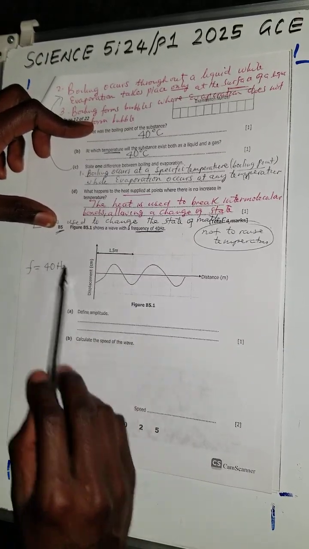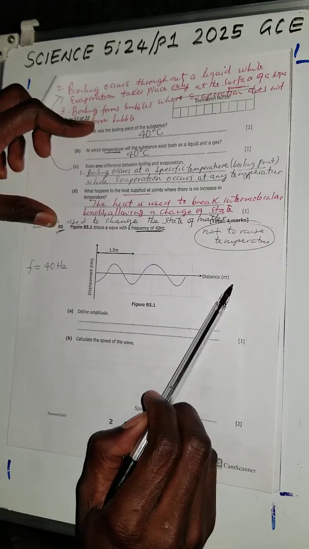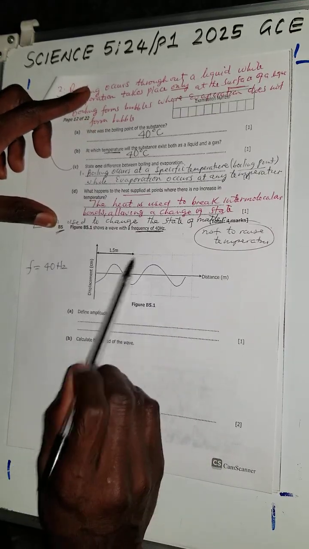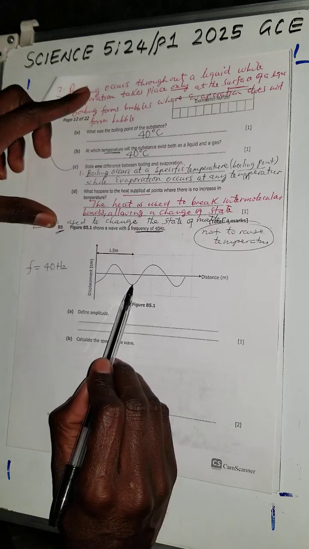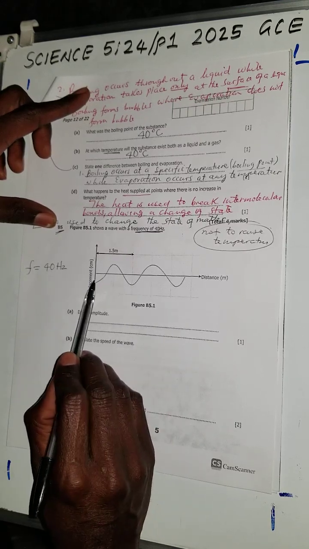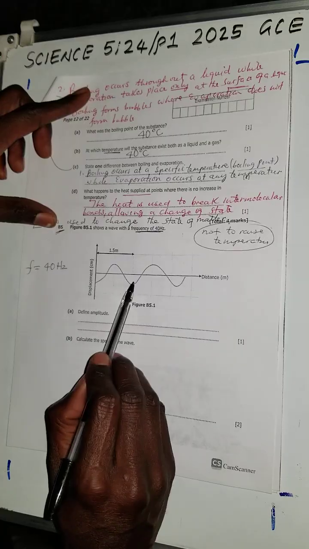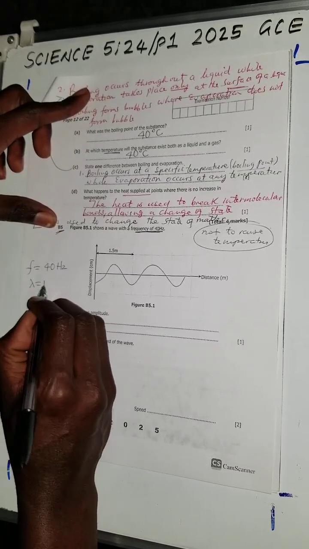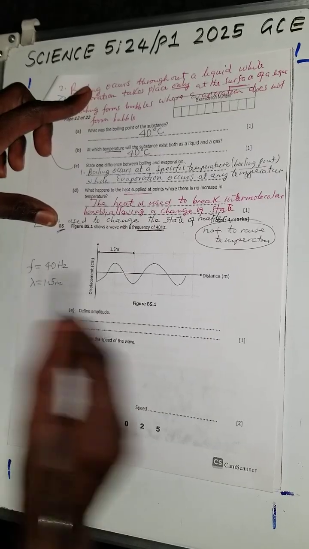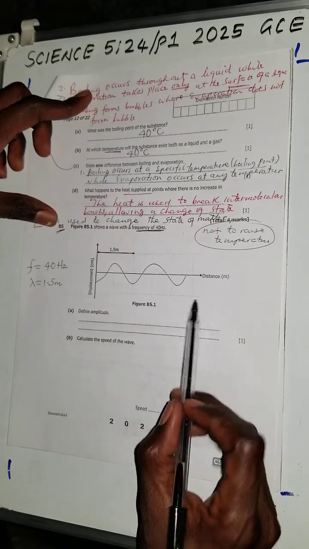Then if you notice from the diagram, it is a displacement distance graph. And if you notice here, this is the middle of what we call the trough, and that is also another middle of the trough. So from one trough to another, that is representing the wavelength. So they gave you the wavelength, which is 1.5 meters. So very important that you actually pay attention.